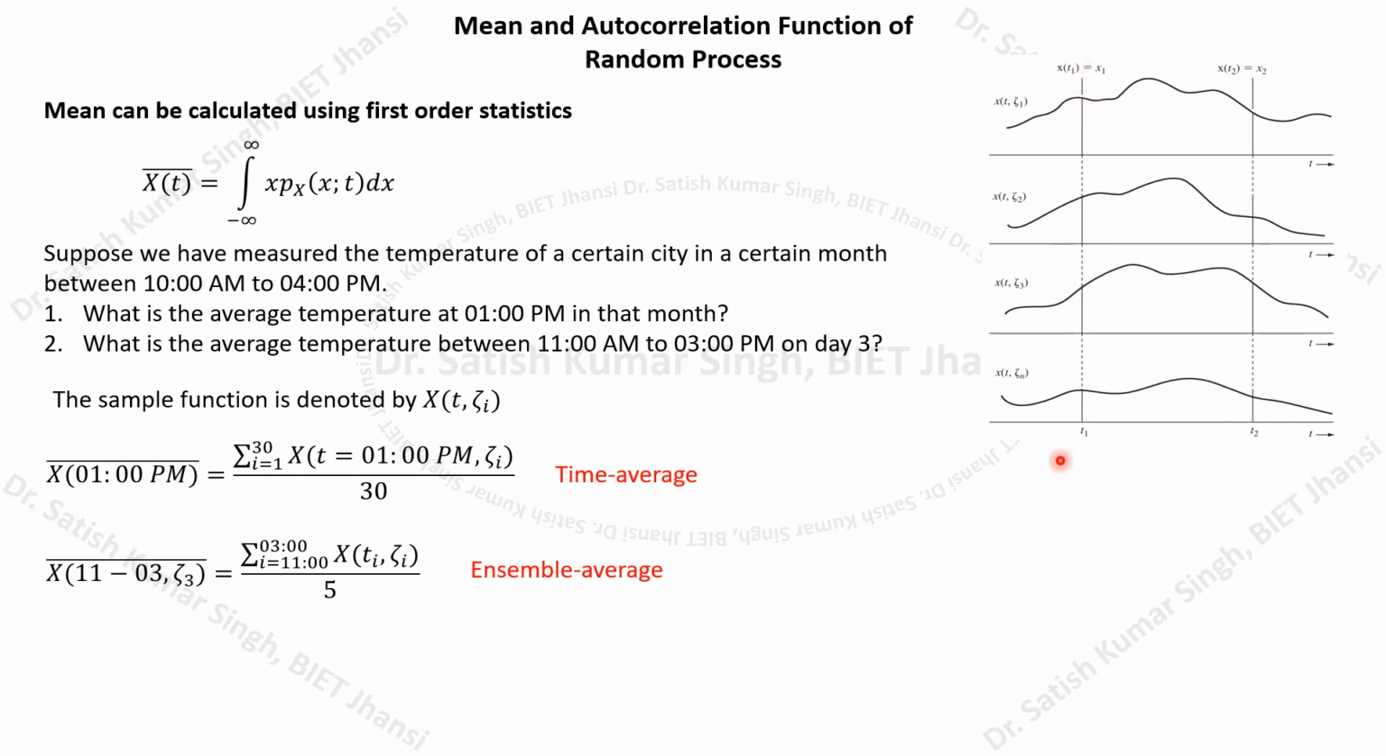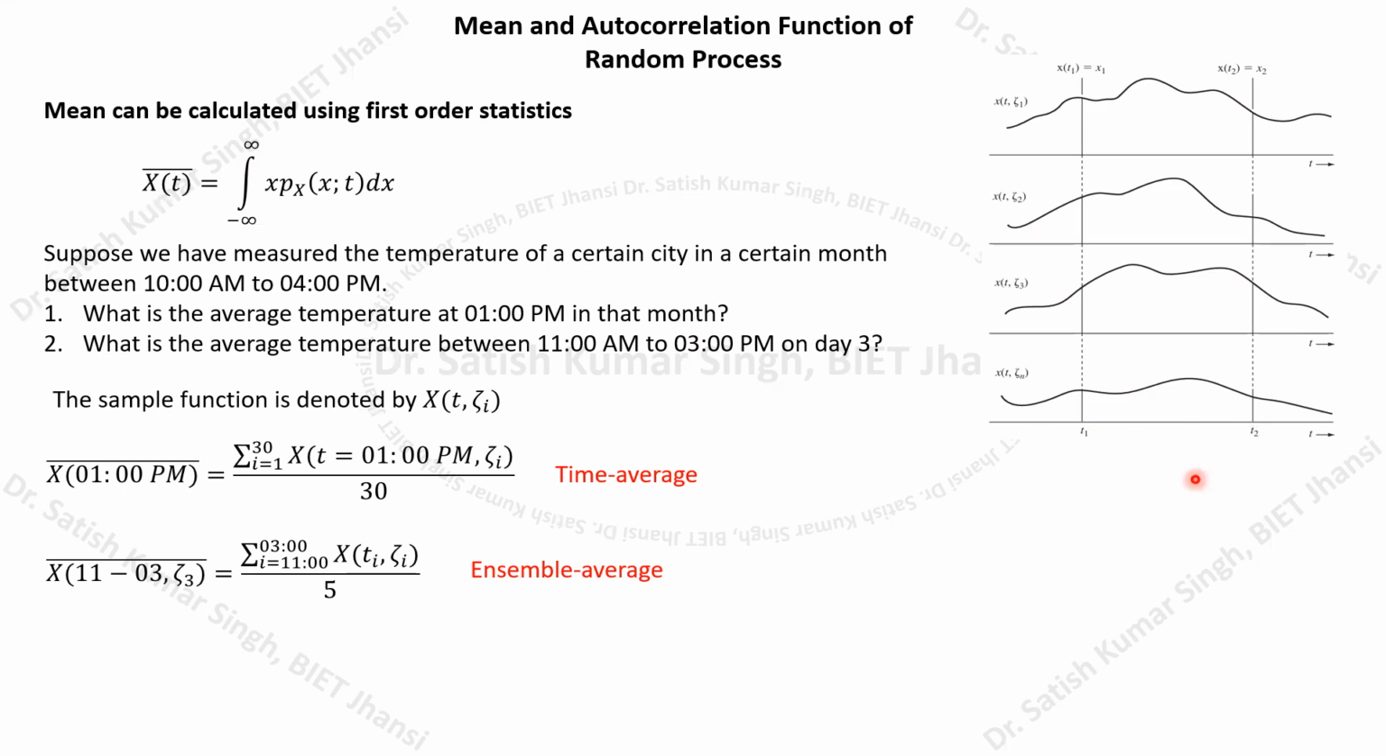Because we are interested in that particular month, there must be 30 such sample functions. This sample function represents the variation of the temperature between 10 a.m. to 4 p.m. on a particular day, day 1. This is representing day 2, day 3, and we should have such data up to day 30. So let us suppose in that particular month the number of days is 30. So there should be 30 such sample functions, right?